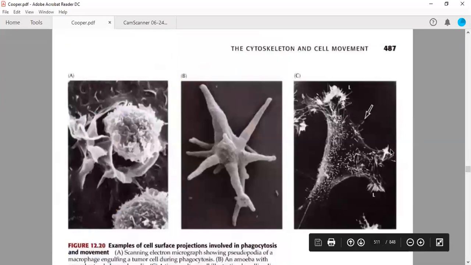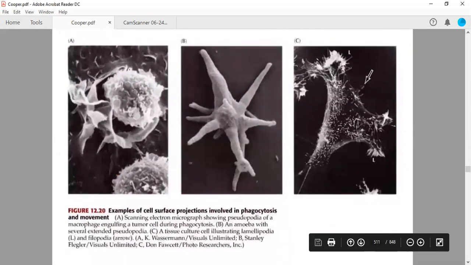Sorry, actually the page numbers are not the same. This is 487. Actually, you need to move to 511.